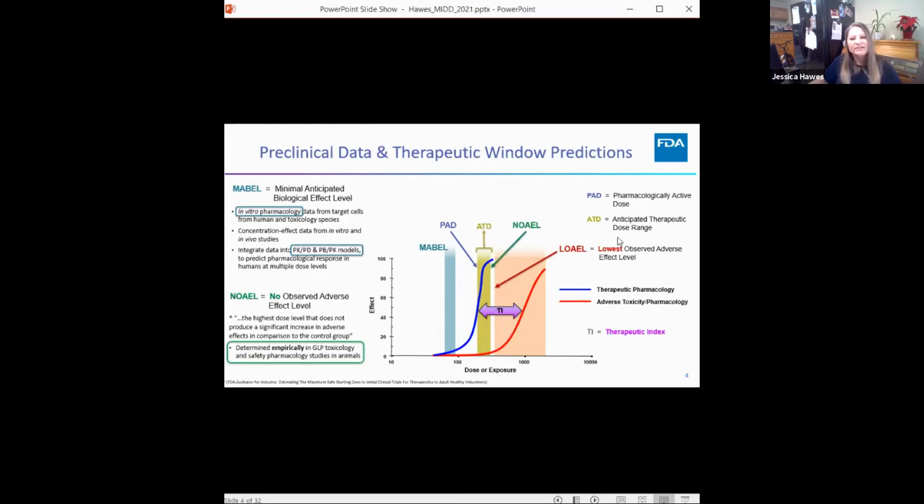The no AEL is the highest dose at which there are no significant increases in adverse effects in comparison to the control group. The no AEL is determined empirically and must be based on GLP-compliant non-clinical bioassays to support clinical studies. Notably, M&S, modeling and simulation, plays an important role in predicting clinical MABEL, PAD, and ATD.